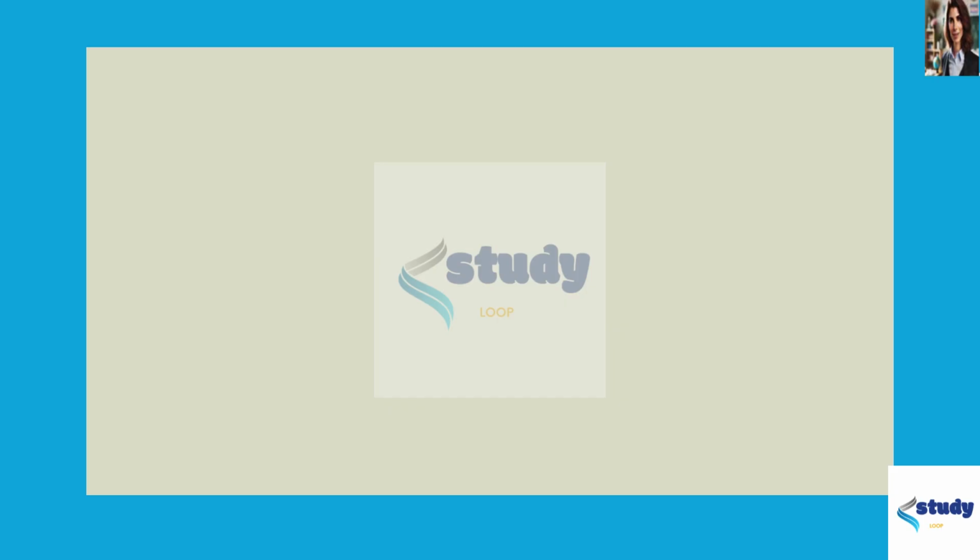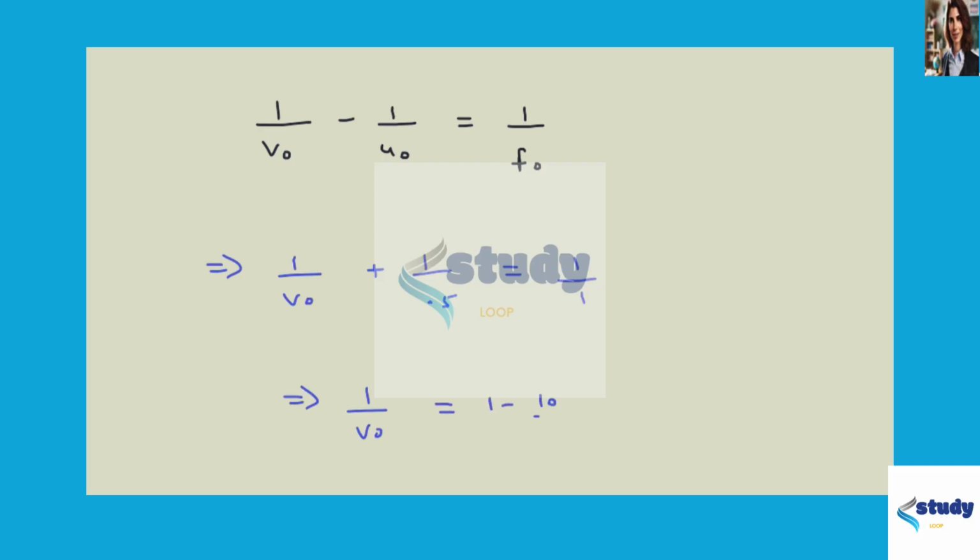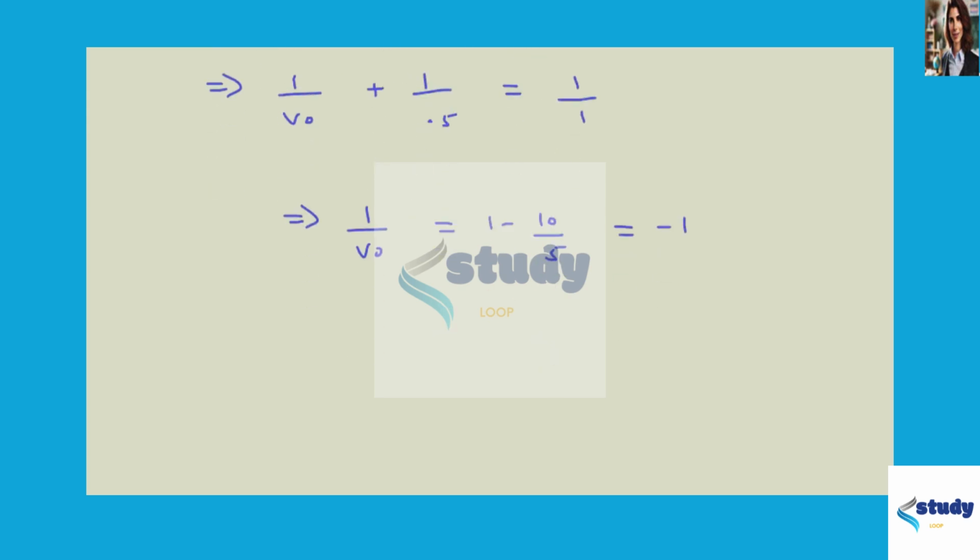In this problem, I will use the lens formula for the objective lens. I can write it as 1 by v naught minus 1 by u naught is equal to 1 by f naught. On further simplification, I can write 1 by v naught plus 1 by 0.5 is equal to 1 by 1. On further solving, 1 by v naught is equal to 1 minus 10 by 5, which is equal to minus 1. So finally, I can write the value of v naught is equal to minus 1 centimeter.